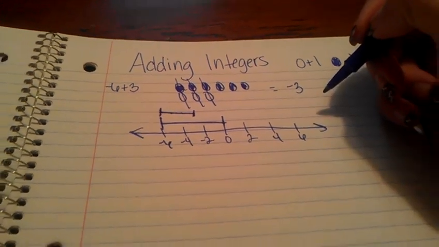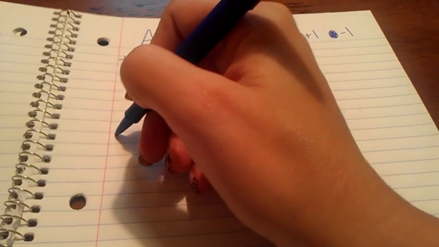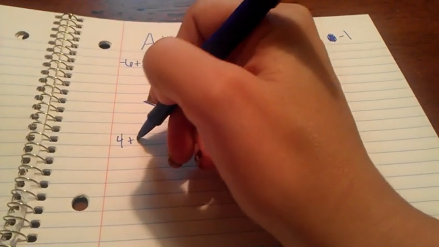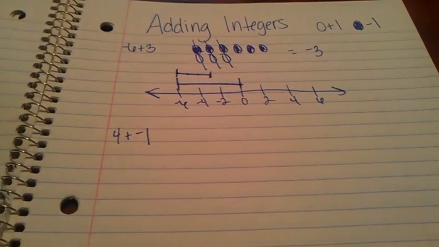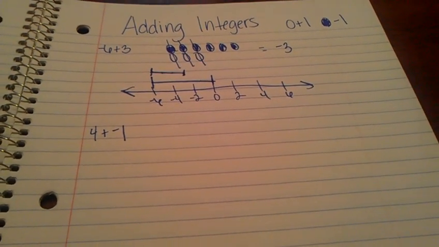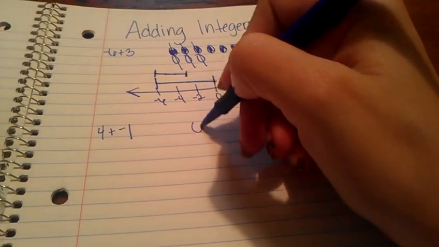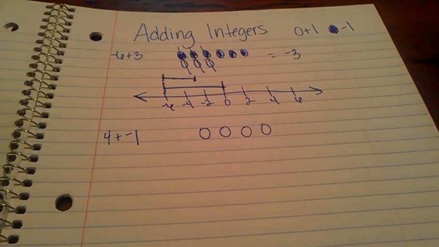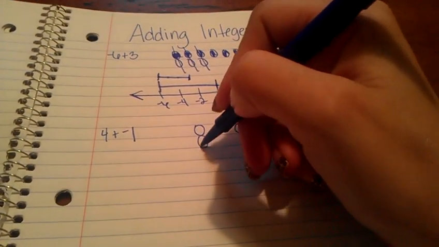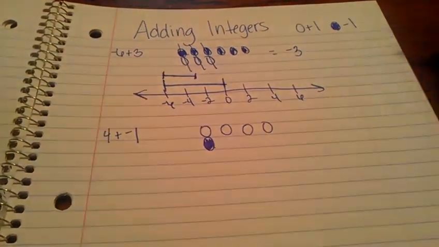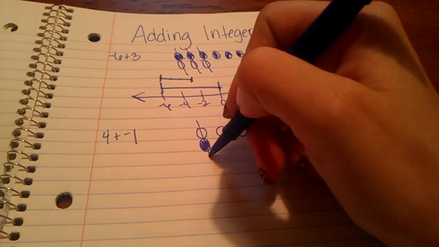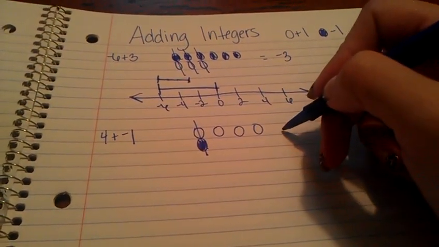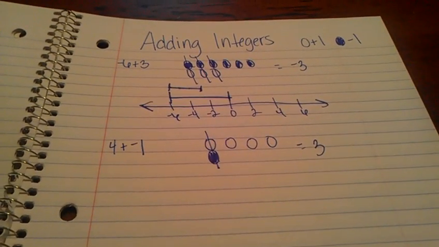All right, next example. 4 plus -1. Okay, 4 plus -1. I'm going to do exactly what the problem tells me to. I'm going to start off with +4. Okay, and then I'm going to add -1. I have created a zero pair, so I'm left with +3. All right, now the number line.